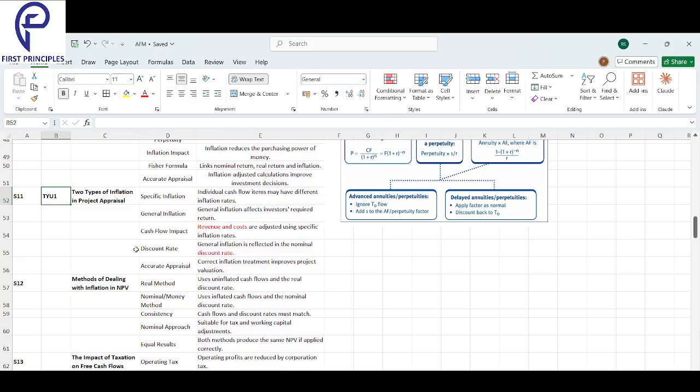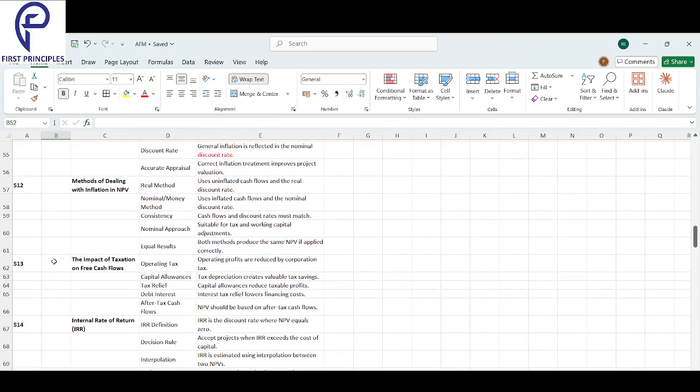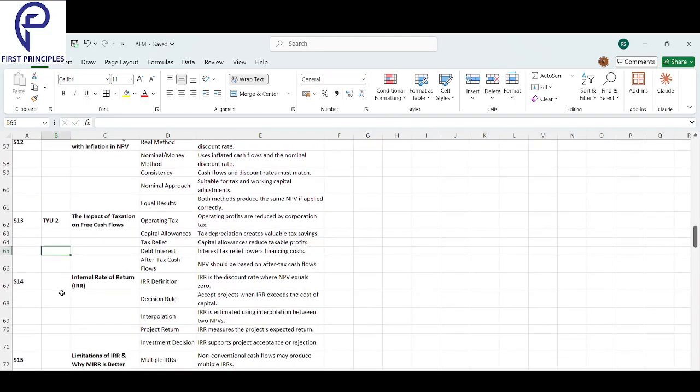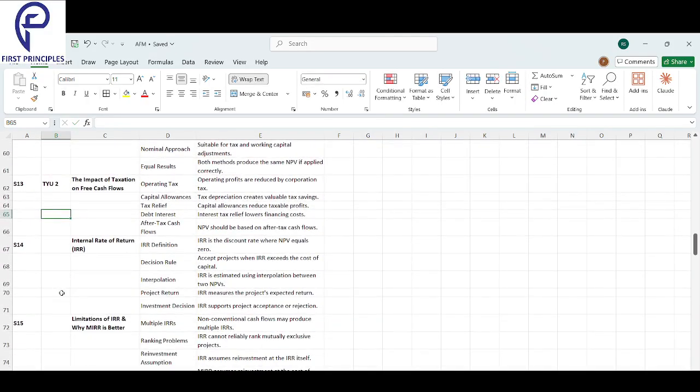General inflation, specific inflation, and TYU1 is on this, and TYU2 is on tax. So whenever you revise, you know exactly which sum to look into when you're revising your theory. Study this, immediately look into that. And that is about this.